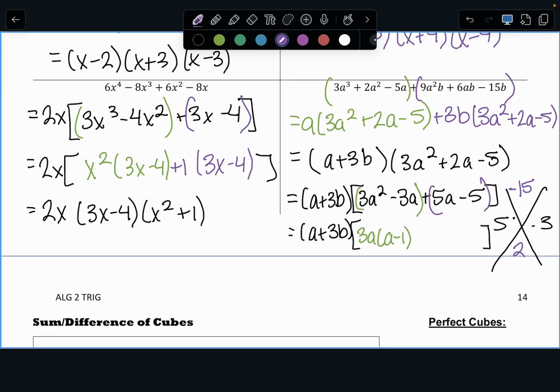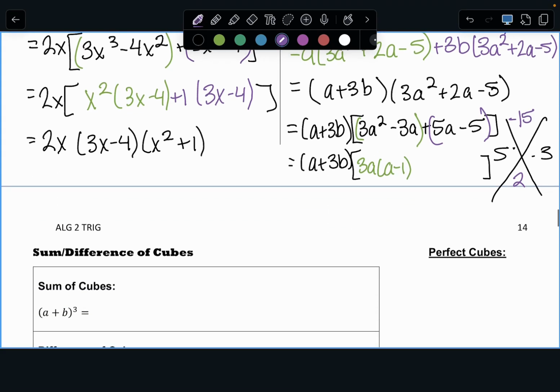For the purple group, what's my GCF? 5. I'm left with A minus 1, which is good. If that didn't match, I would have to go backwards. And now my final step is just putting all my factors together. A plus 3B, that came from the very beginning. I have my A minus 1 and my 3A plus 5.